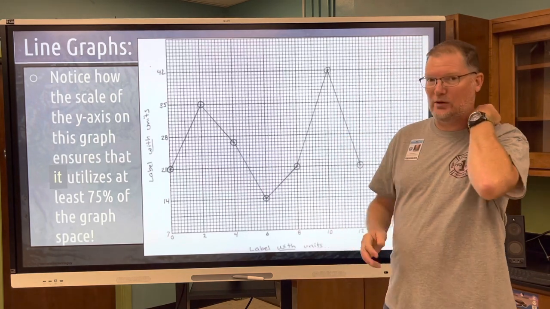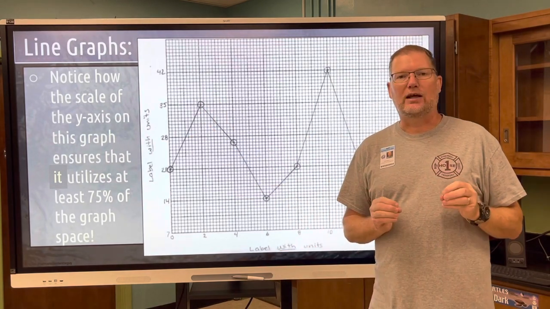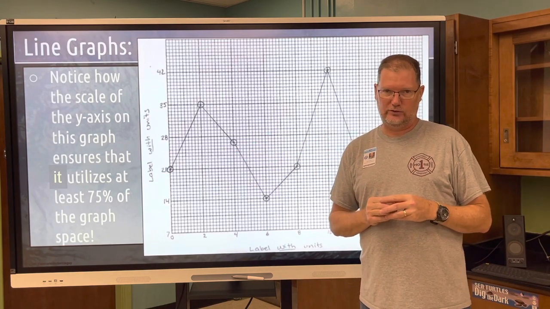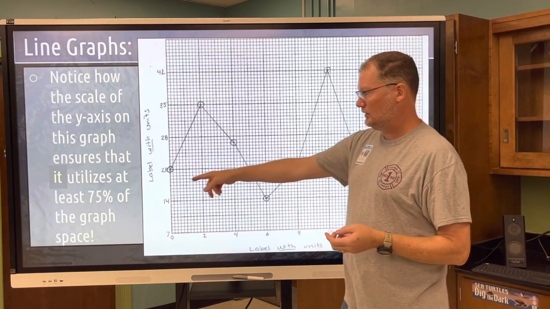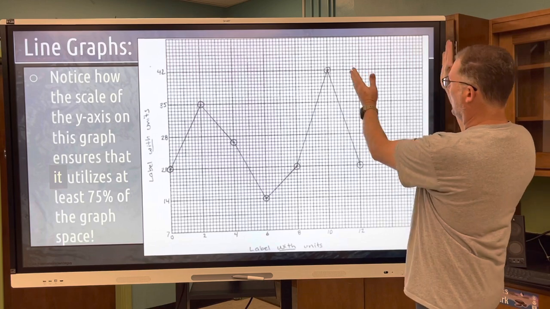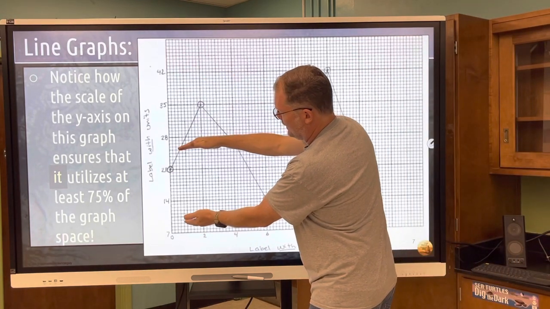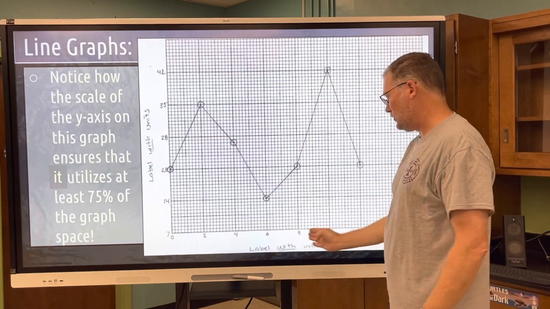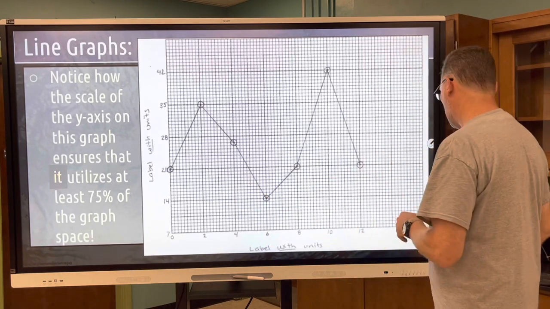So you have to, and I'm gonna teach you how to do this later, you have to make your scale appropriate to spread over a lot of the graph surface. And this does a good job with that. At least 75%. So we're talking only leaving this small area of white space here, okay? If you had squeezed this all the way down and then tried to fit the graph down here, that would not, and squeeze these units over here, that would not cut it, okay? So you have to spread it out, and I'm gonna show you how to do that.